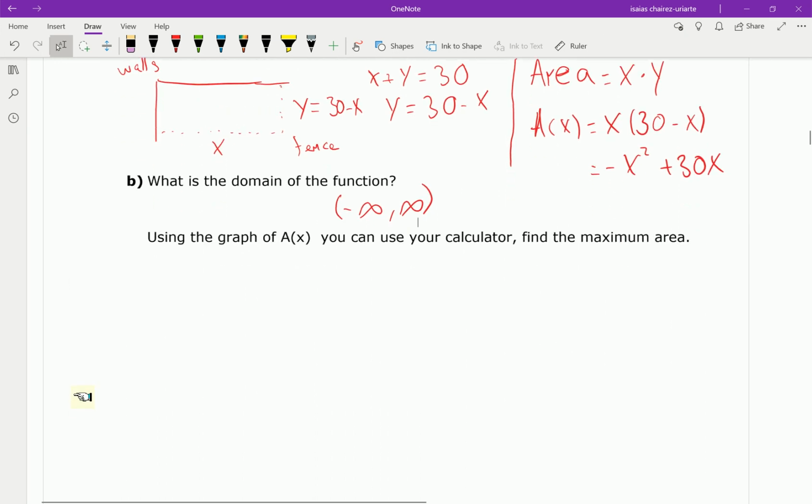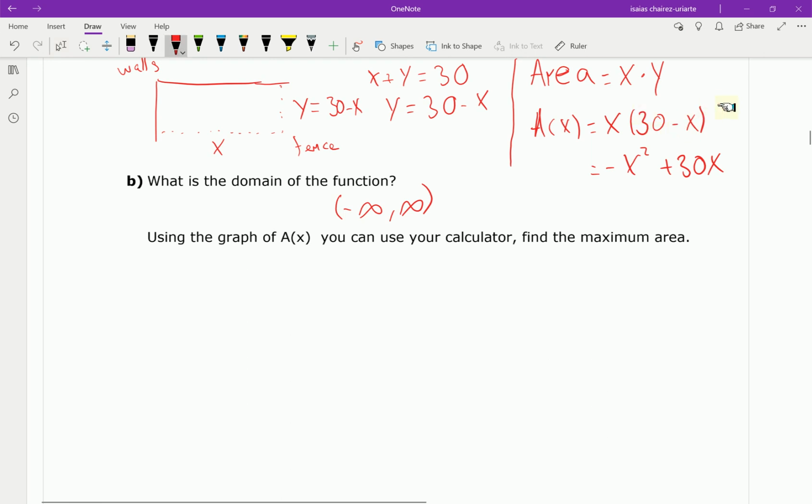Look at this expression up here. A of x is equal to x times 30 minus x. This is already in factor form. I also know that this parabola opens downward because there's this negative in front of my x squared. What are the x-intercepts of this parabola? We set this equal to 0 to find the x-intercepts. That says I have an x-intercept at 0 and another x-intercept at 30.